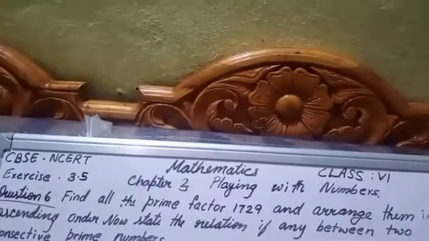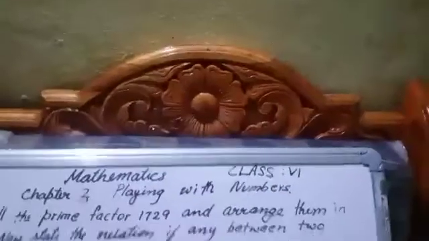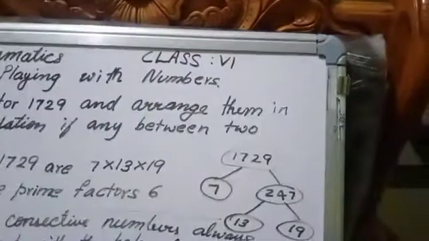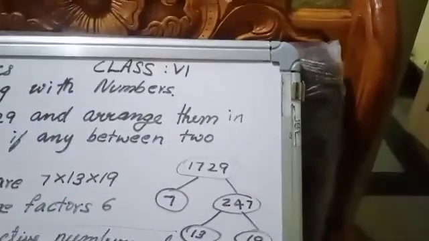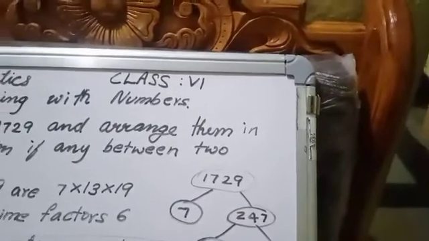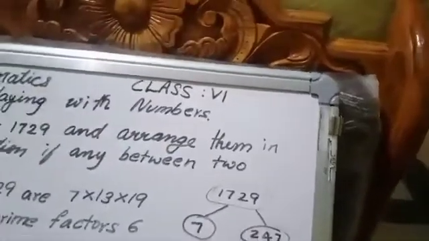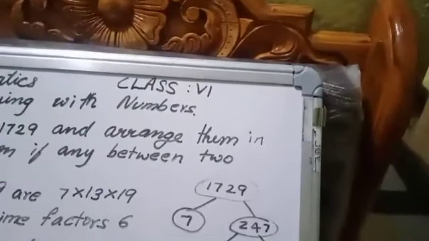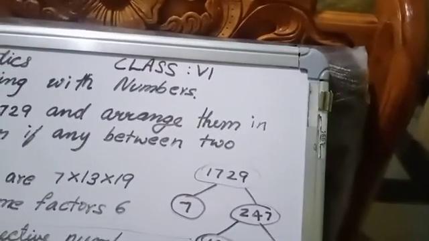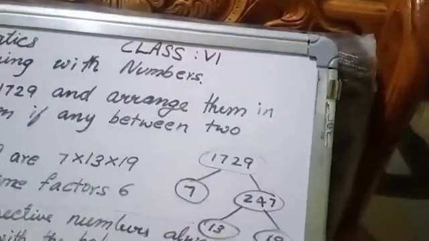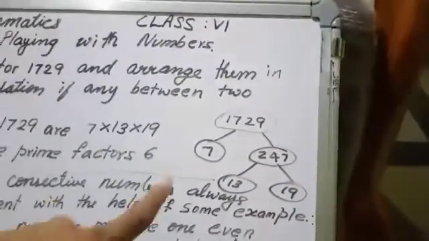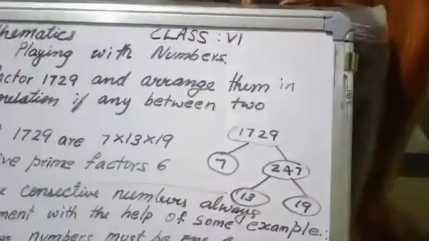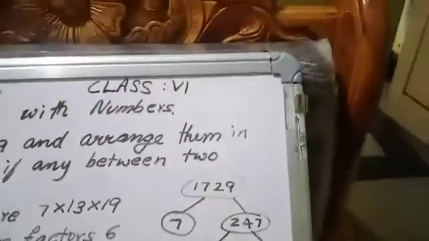So first we have to do the prime factorization. We can use the factor tree method. 1729 can be written as 7 into 247. So 7 into 247, then we can find out that 247 is 13 into 19. So all these three are prime numbers. So our work is done.